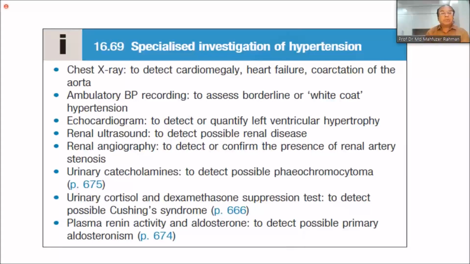That is the asymmetry of kidney or corticomedullary changes to see. And renal angiography to detect or confirm the presence of renal artery stenosis, urinary catecholamines in pheochromocytoma, it may be asked, urinary cortisol and dexamethasone suppression test, plasma renin activity and aldosterone.